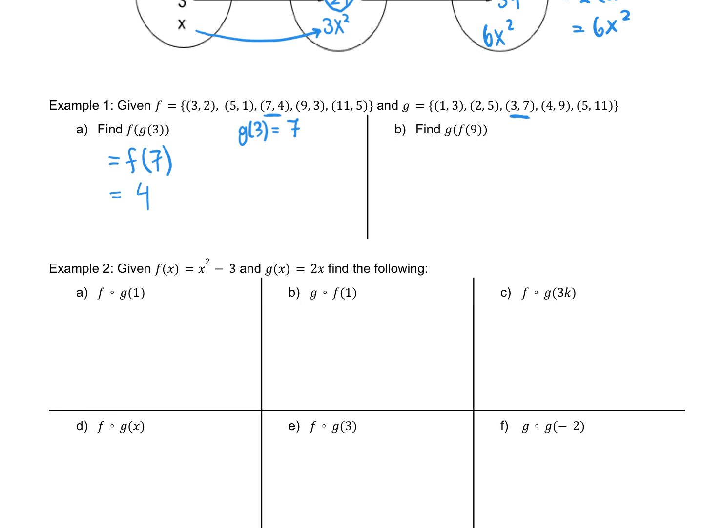Let's try another one. G at f at 9. Again, I'm working inside first. F at 9. In function f, when x is 9, what is y? Y is 3. So I'm looking for g at 3. When x is 3 in function g, what is y? It's this coordinate again. Y is 7. So that's us reading these coordinates with this composite function notation.